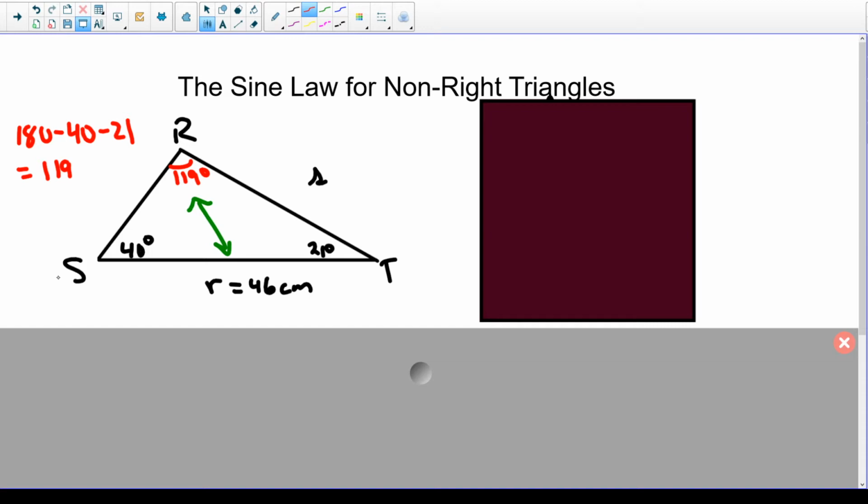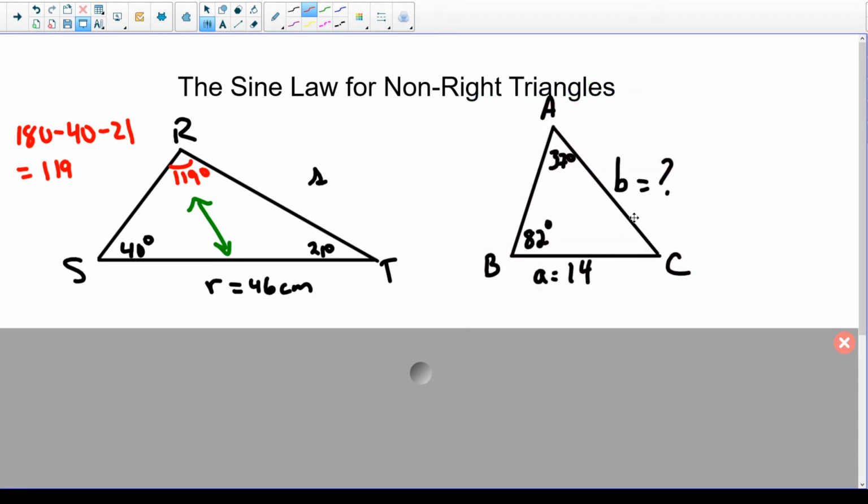So if you have a capital S here, you have a lowercase s here. If you have a capital T here, you have a lowercase t here. If you have a capital R here, you have a lowercase r here. Okay? Now here's an example of an obtuse angle triangle. Let me show you an example of an acute angle triangle.